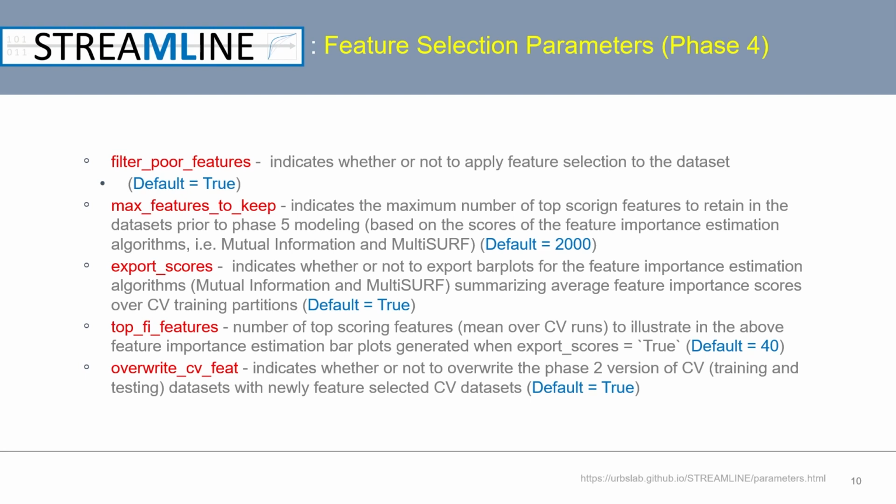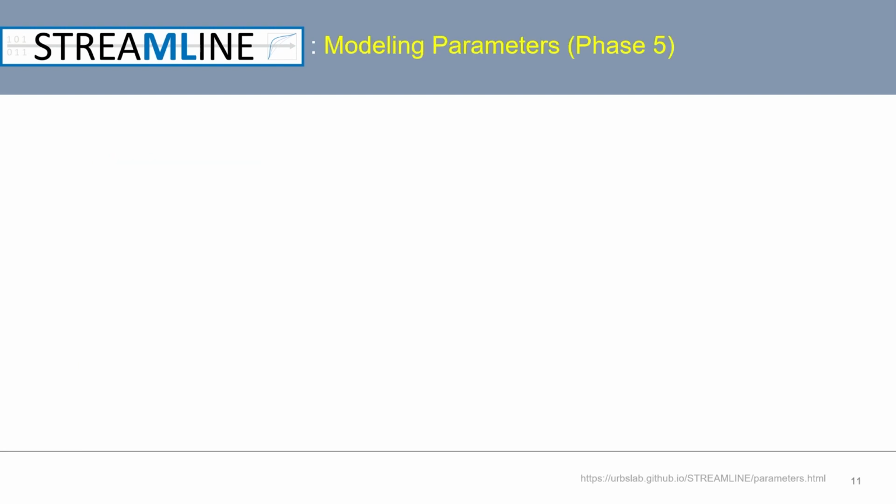Overwrite CV feat indicates whether or not to overwrite the Phase 2 version of cross-validation training and testing datasets with newly feature-selected cross-validation datasets. This is similar to the parameter previously described for Phase 2. Its value is true by default. Moving on to Phase 5 modeling run parameters, algorithms is used to specify which machine learning modeling algorithms will be applied. When this parameter is set to none, it tells Streamline to run all modeling algorithms by default.